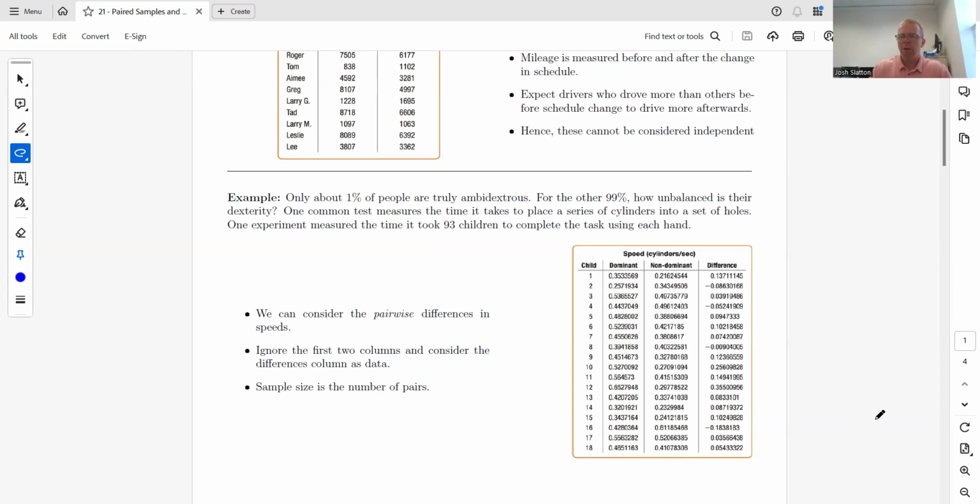Before, we'd get the average of the first group, the average of the second group, and then compare those two averages. Here, we're going to get the difference for each set of data, each pair of data points, and then get the average of the differences. So it's a little bit different in that way. And they cannot be considered independent since it's the same child in this case doing each of the columns.